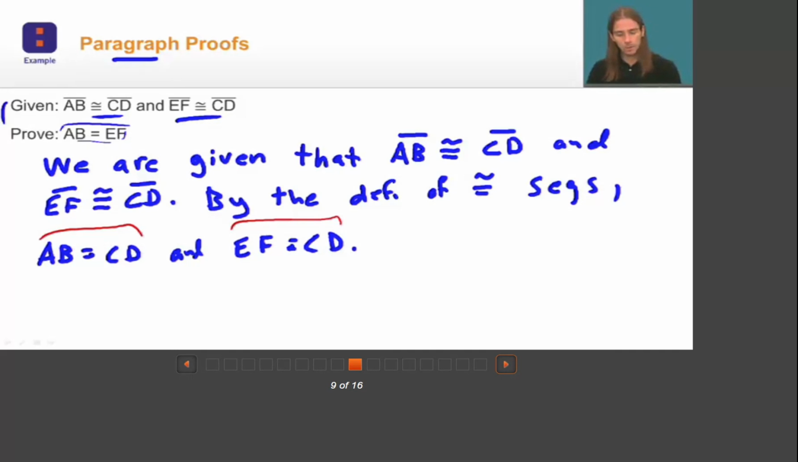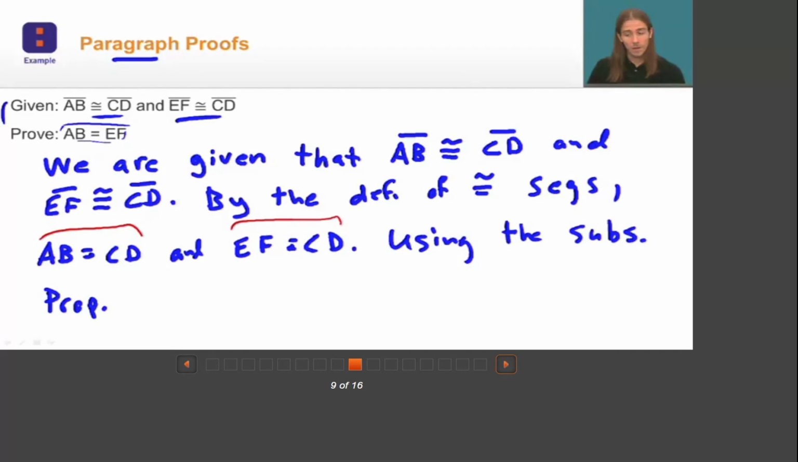So let's go ahead and say that, now using the substitution property, and I'll abbreviate it again, what we'll conclude is that the length of AB equals the length of EF. And that's precisely what we needed to prove. So this concludes our paragraph proof, and next you should practice a paragraph proof on your own.